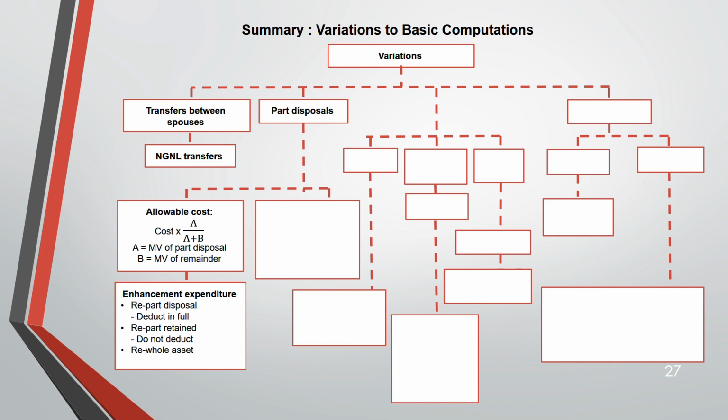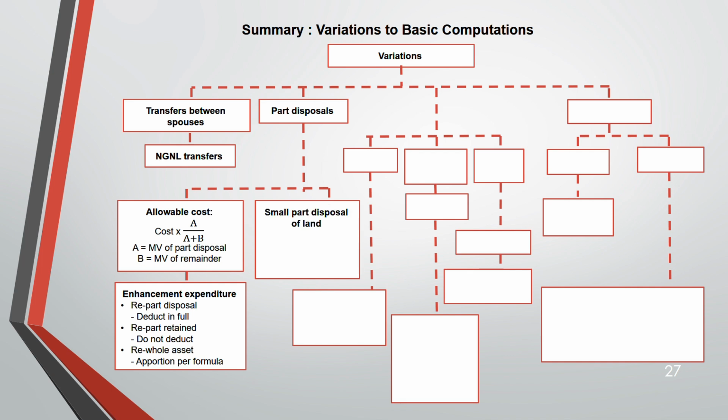And if it's a whole asset, apportion per formula. If the enhancement expenditure is for the whole asset, you have to see which part is for the disposal, which part is for the retained part. You have to apportion per the formula. Which formula? Cost into A divided by A plus B, the one which you have used for allowable cost above.